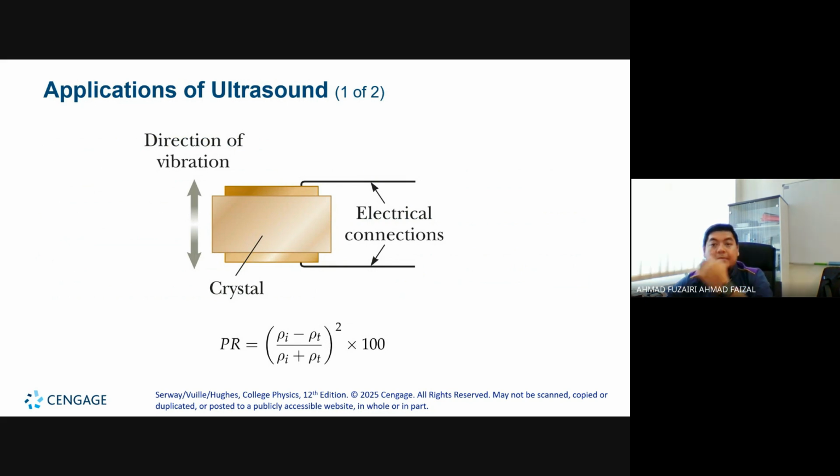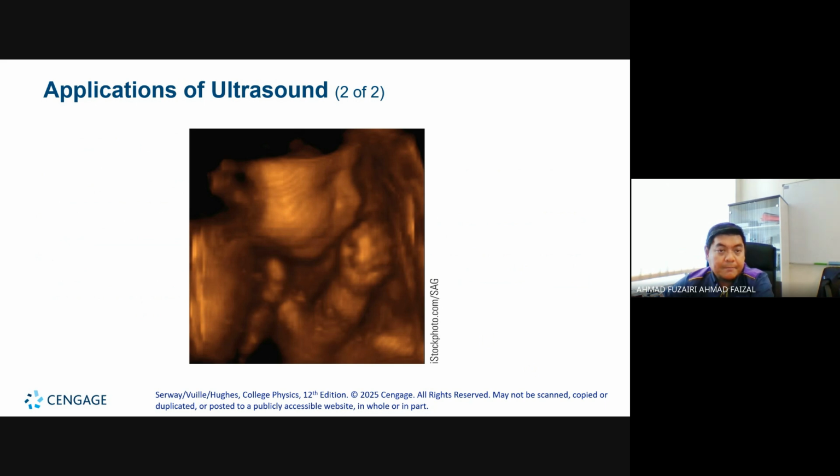Right, so an alternating voltage is applied to the piezoelectric. This is the application of ultrasound, which means the sound can be applied to the system of ultrasound. I don't want to focus on this part. In ultrasound imaging, mothers use ultrasound to see the condition of the fetus in the womb.